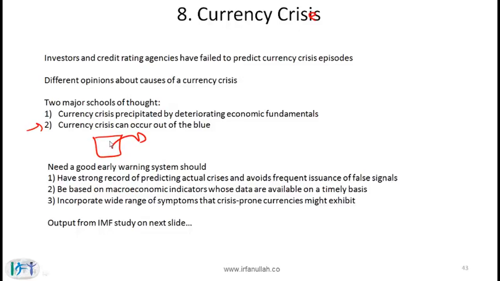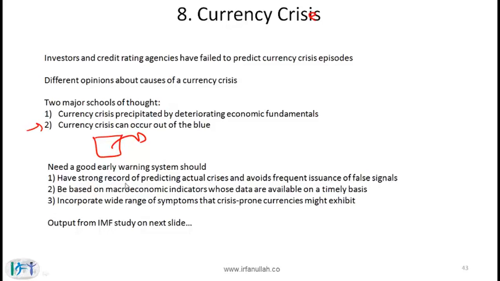Having said that, given the huge impact that a currency crisis has on the world economic system, lots of studies have been done to try and develop some form of early warning system. So what would be the characteristics of a good early warning system?